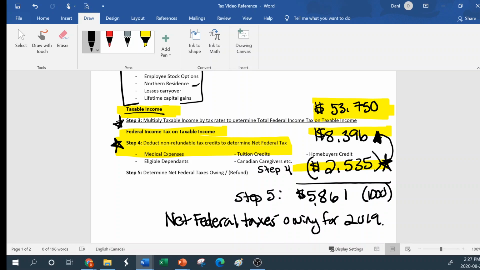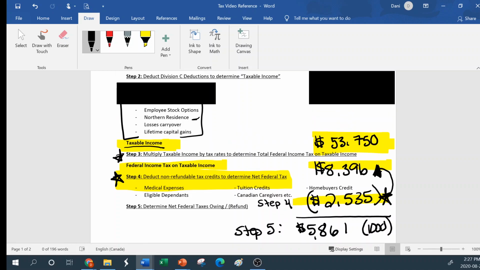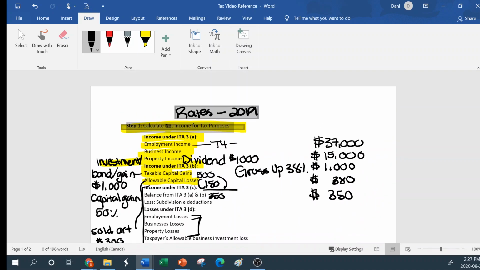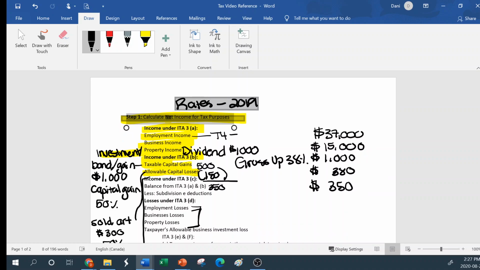So this is just a quick introduction to tax with a little example for you to go through. There will be a couple of slides and a reference for you with this steps sheet that informs you of what to do.